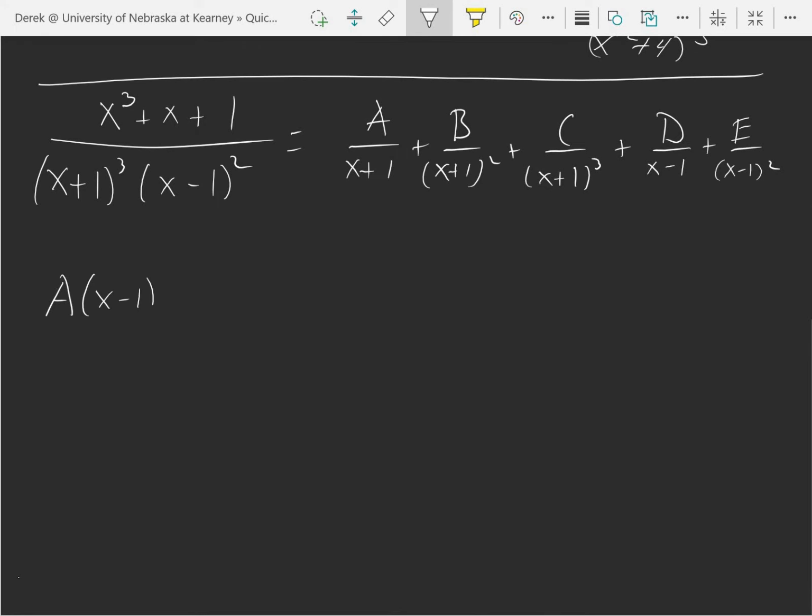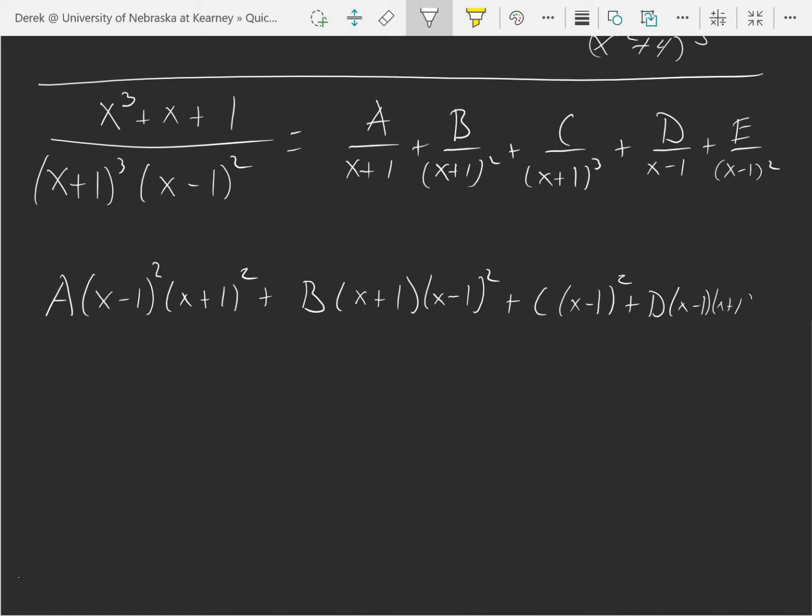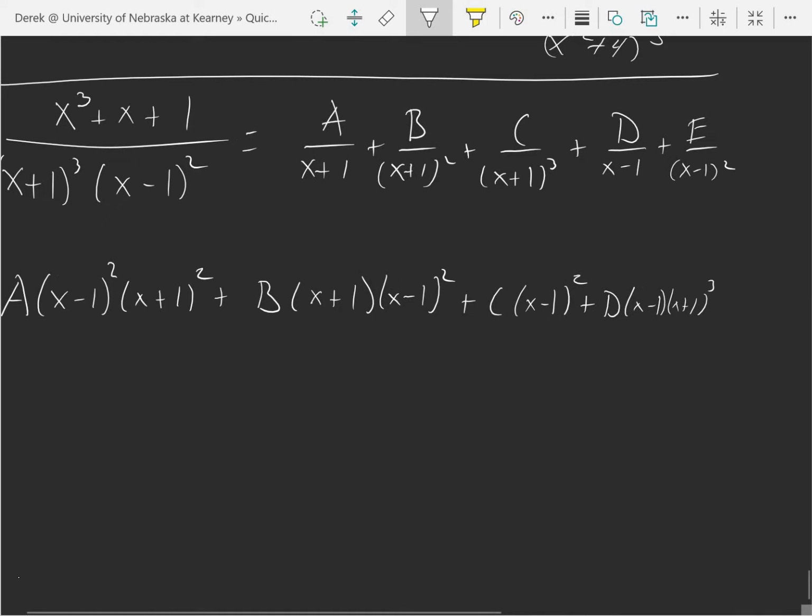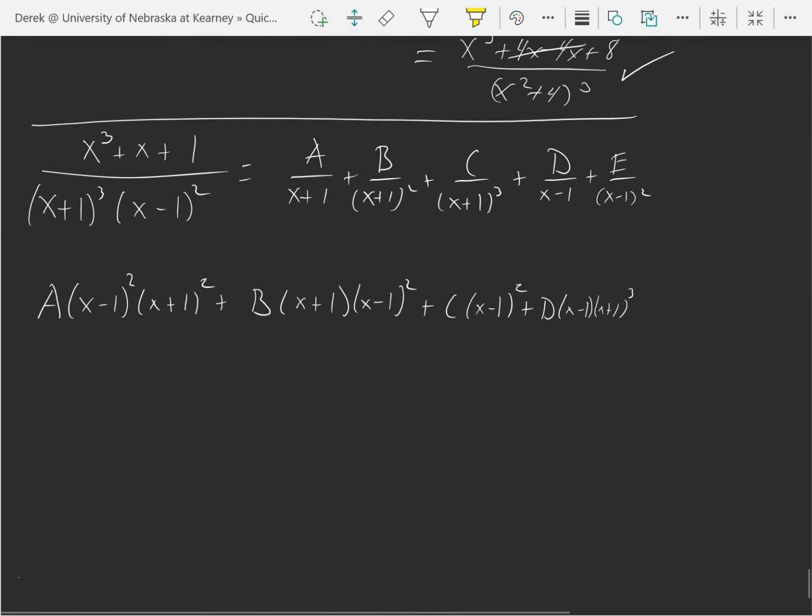So I get that I have a times x minus 1 squared times x plus 1 squared, plus b times x plus 1 times x minus 1 squared, plus c times x minus 1 squared, plus d times x minus 1 times x plus 1 cubed, and e times x plus 1 cubed equals x cubed plus x plus 1. Alright.